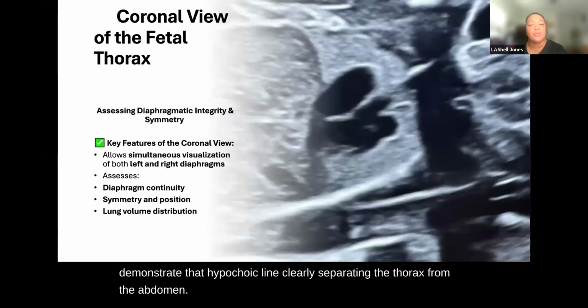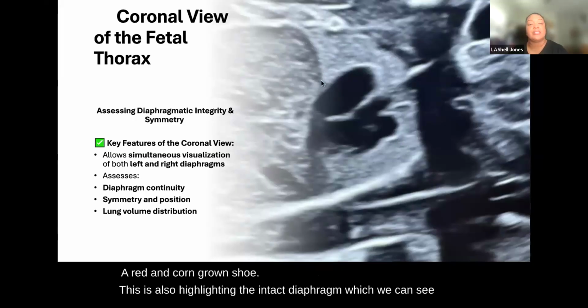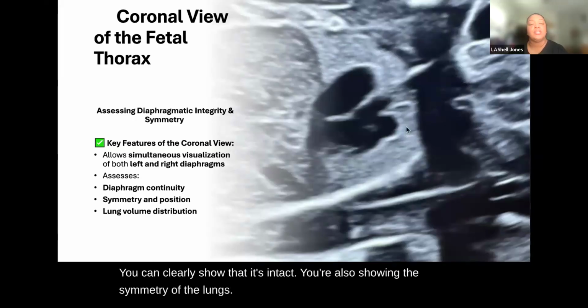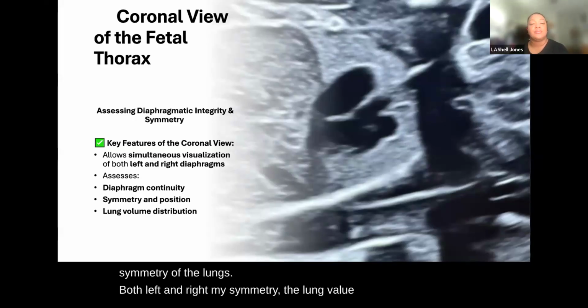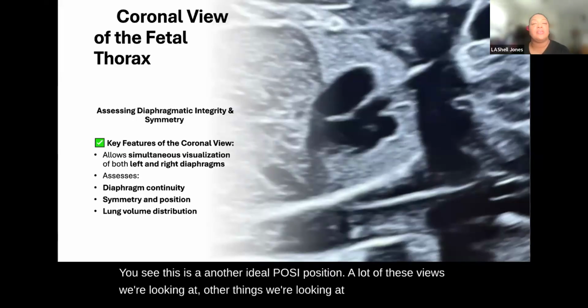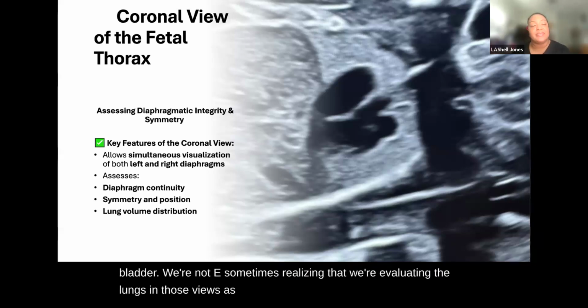All right, and with the coronal view here, this is also highlighting the intact diaphragm, which we can see here. You can clearly show that it's intact. You're also showing the symmetry of the lungs, both left and right. Nice symmetry, the lung volume distribution. See, this is another ideal position. A lot of these views, we're looking at other things: stomach, diaphragm, bladder. We're sometimes not realizing that we're evaluating the lungs in those views as well.